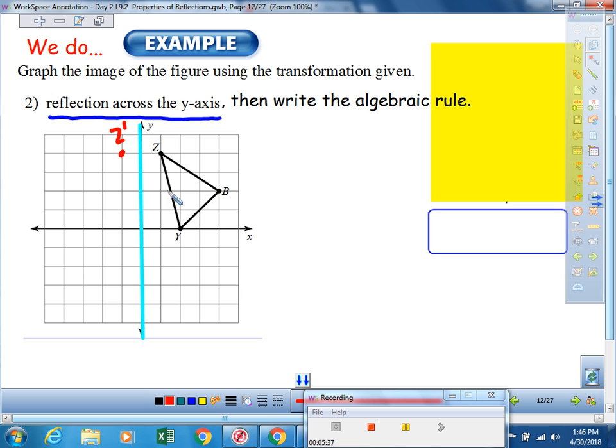Then go to another letter. B, 1, 2, 3, 4. So go 1, 2, 3, 4 on the other side. B prime. And then Y is 2 away. 1, 2. And then just go 2 on the other side. Y prime. And then you just connect the points.